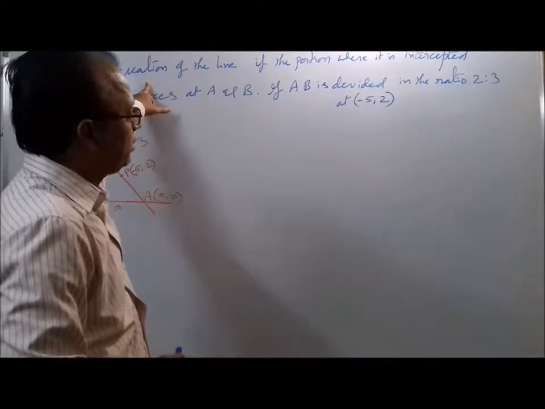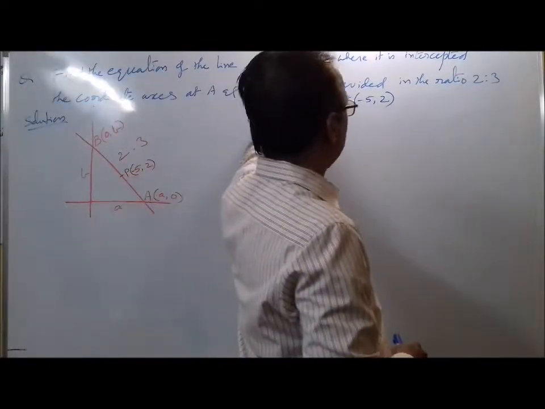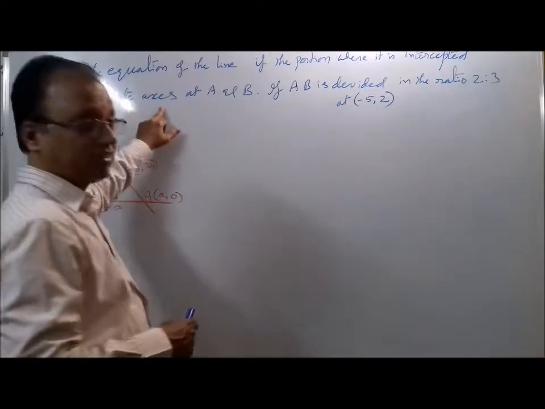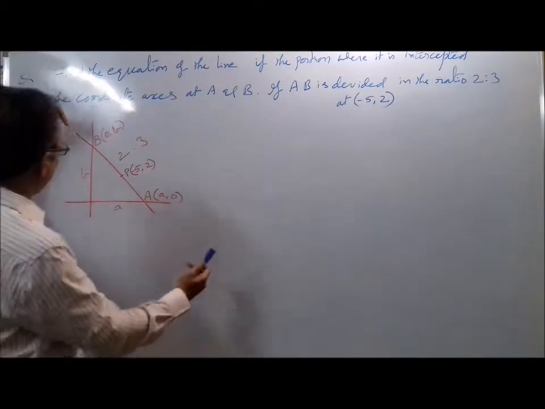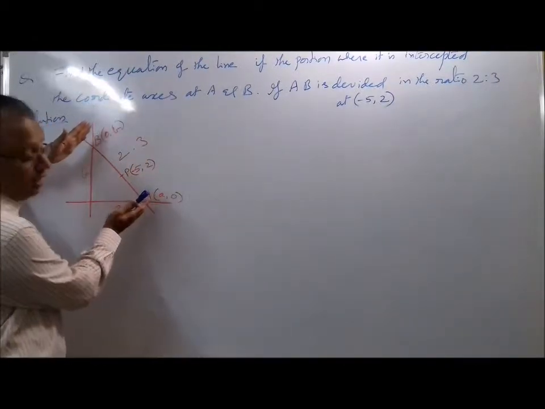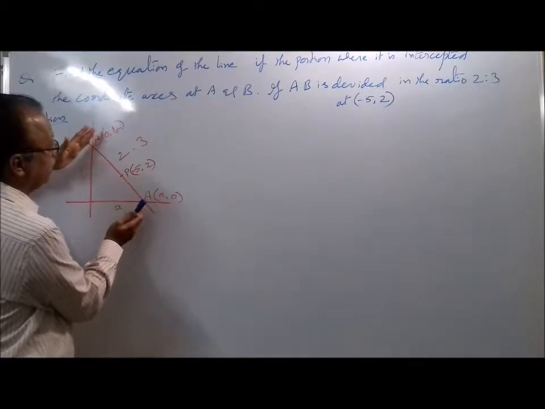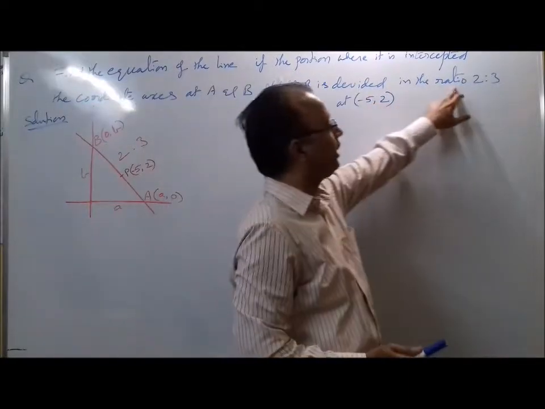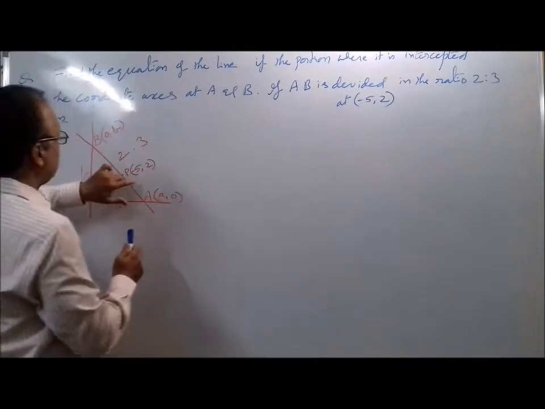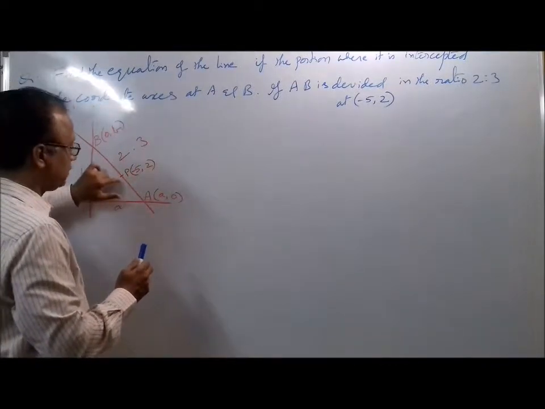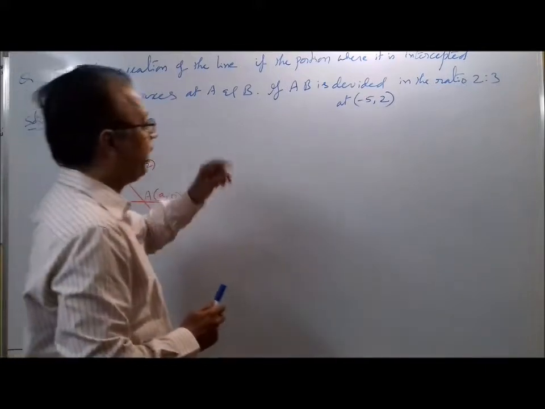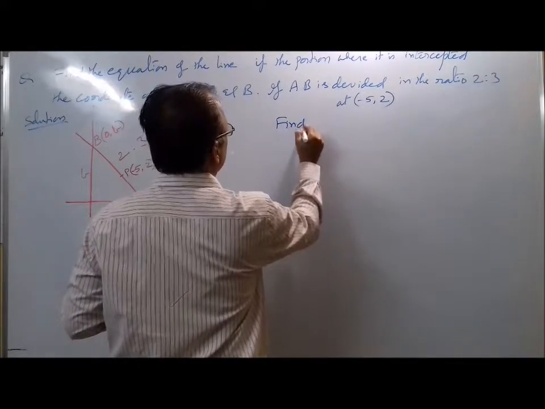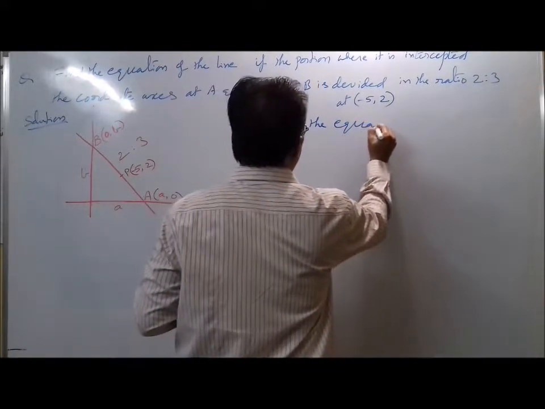See, find the equation of the line if the portion of the line intercepted by the coordinate axis at A and B. So this is a line, and the portion of the line is intercepted at A and B by the coordinate axis. Now this portion AB is divided in the ratio 2:3 at this point P(-5, 2). Find the equation of the line.